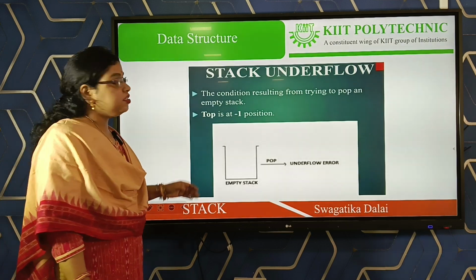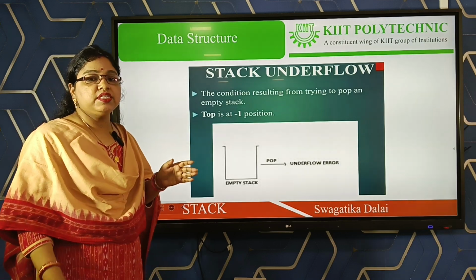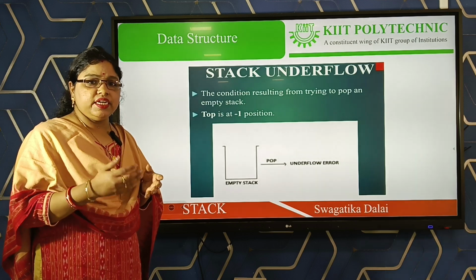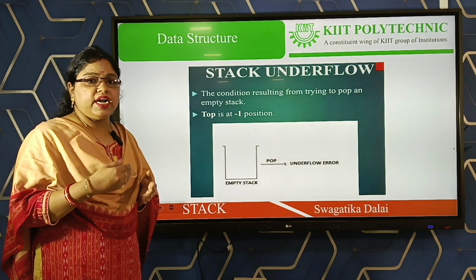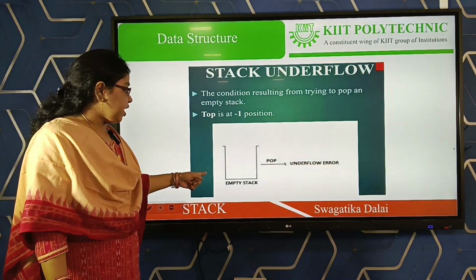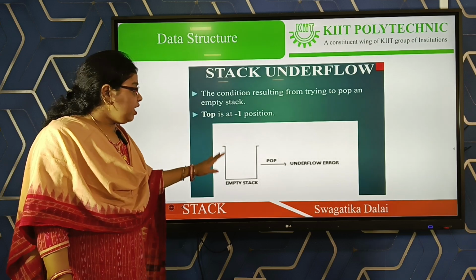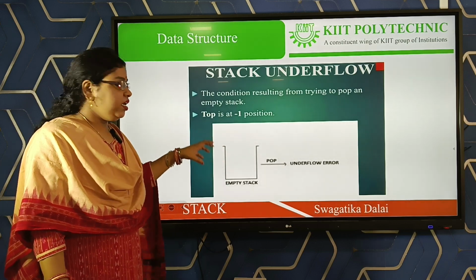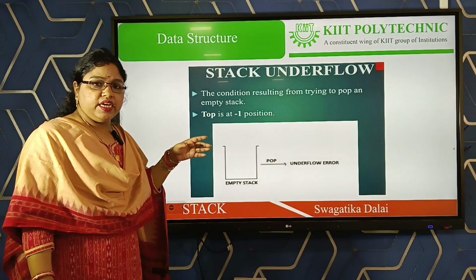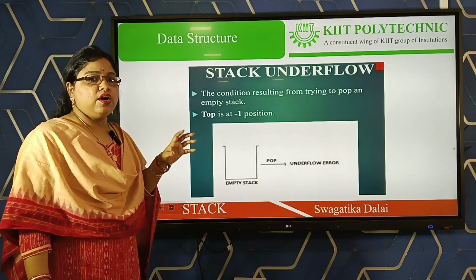Similarly, another situation is stack underflow. That means if the stack is empty and we want to delete an element, then an error occurs, known as the stack underflow error. As you can see in the diagram, the stack is empty, there is no element in the stack, and still if we want to delete any element from that stack, the error which occurs is known as stack underflow.